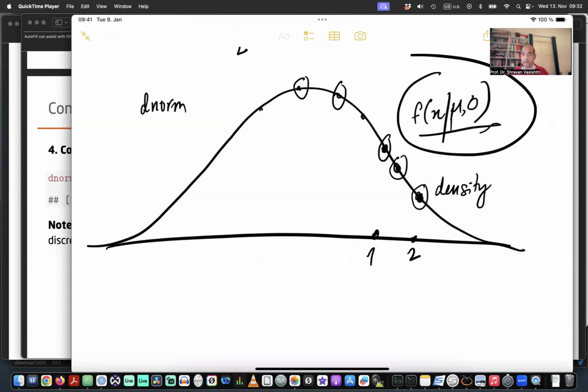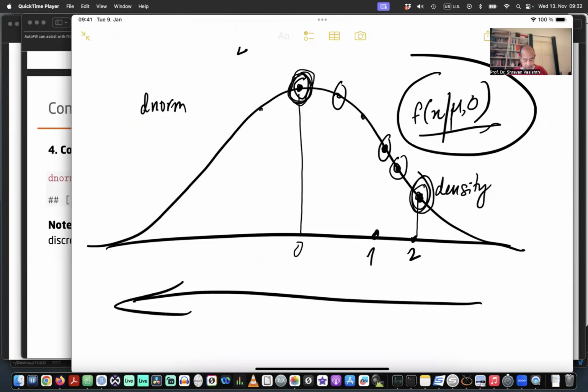The way to interpret the density is to realize that if some numerical value has high density, so let's say 0 here has very high density, 2 has a lower density value, right? What that means is that if you were to sample data from this distribution, you're more likely to get values near 0 than values near 2. Okay, let's check that with simulation.